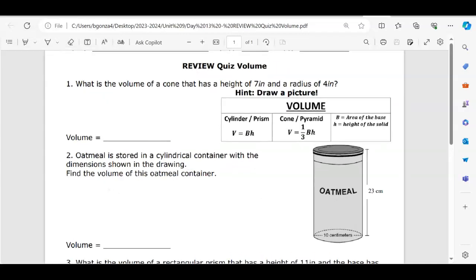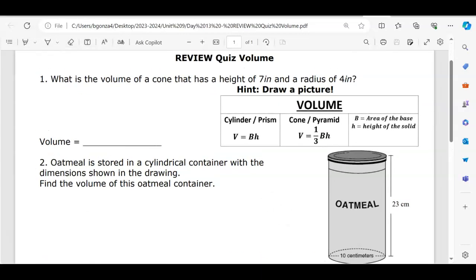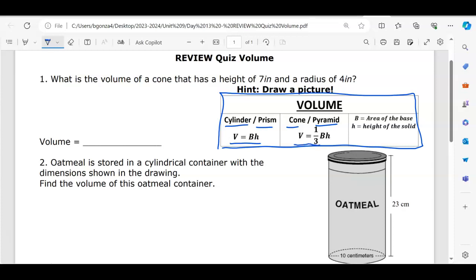All right, review for our quiz on volume. Now, I want you to notice I did put the volume formulas here. So if you need to know the volume formulas for a cylinder or a prism, it's BH. For a cone or a pyramid, it's 1/3 BH. And remember, B is the area of the base. H is the height of the 3D solid. Okay, so that information is all right here.